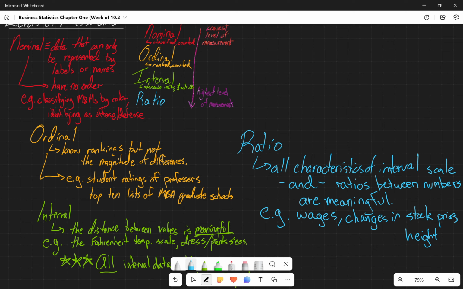So when we're talking about a ratio, the 0 point has to represent the absence of whatever that characteristic is. Right? The absence of wages if you have a wage of 0. The absence of height if your height is 0. The absence of a change in stock price if the stock price didn't change. Right? The difference of them stays 0. So when we talk about ratio, we're talking about a meaningful 0 point. And we're talking about ratios between values.